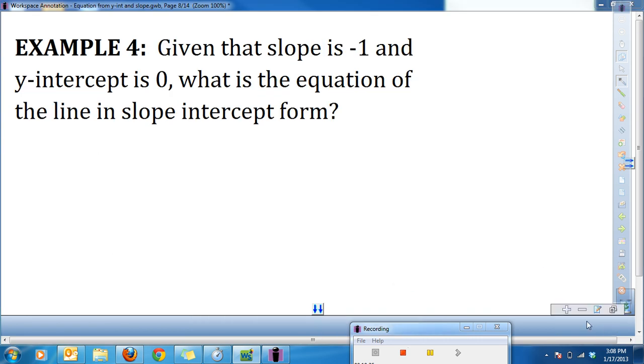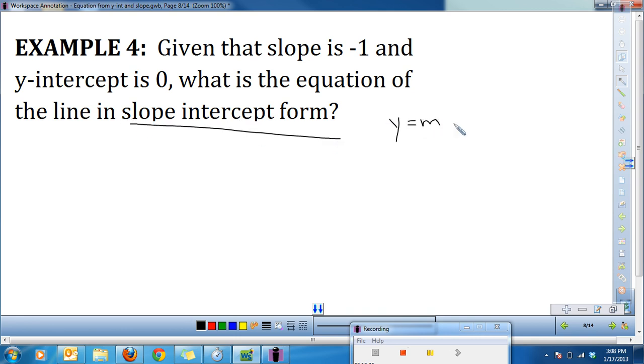Let's do one more example. So given that the slope is -1 and the y-intercept is 0, what is the equation of the line in slope-intercept form? Oh, slope-intercept form, that's going to look like y equals mx plus b. I know I need m and I know I need b, so let's go back. Given that the slope is -1, so slope, m, is -1, and the y-intercept is 0, b is 0.